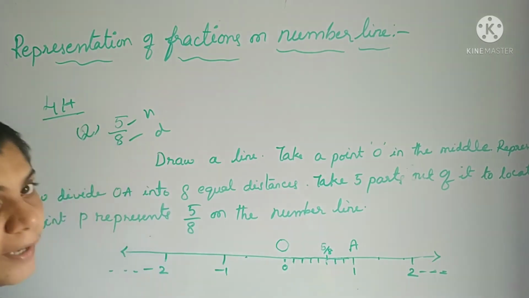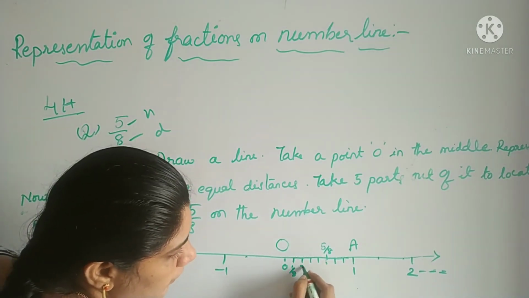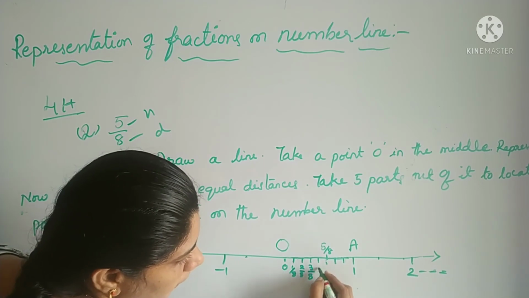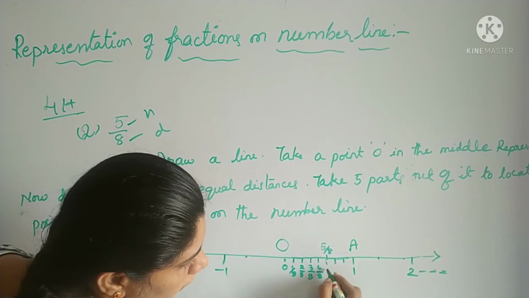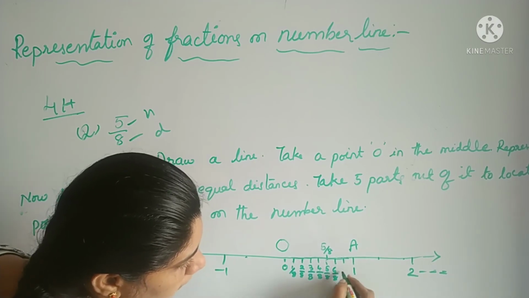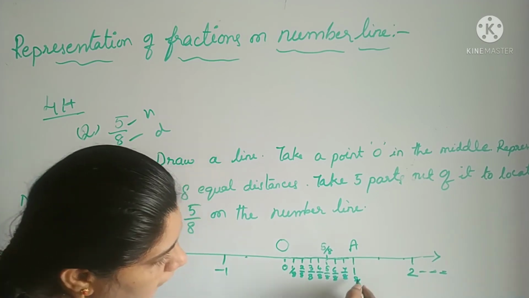And what will be the other numbers here? This is 1 by 8, this is 2 by 8, and this is 3 by 8, and this is 4 by 8. Now this is 5 by 8, and now this is 6 by 8, and this is 7 by 8, and this will be 8 by 8. 8 by 8 you can cancel.